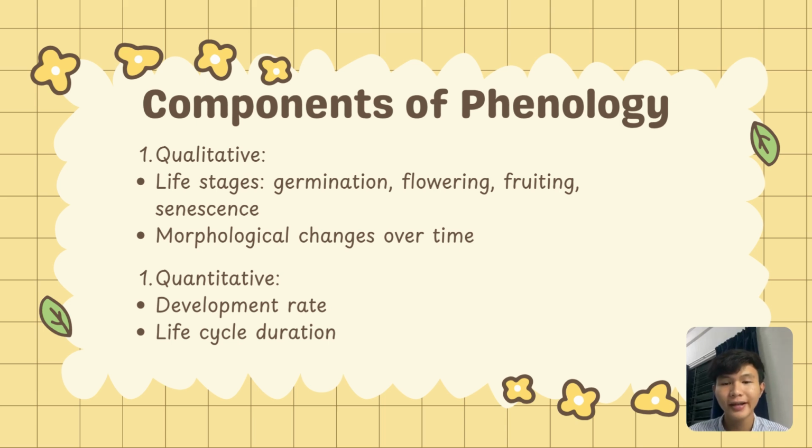So, let's move on to the next slide. The next slide is about components of phenology. Phenology can be broken down into two components, which are qualitative and quantitative. Qualitative phenology looks at the stages of plant development, for example, when a plant starts to flower or fruit. Quantitative phenology looks at how fast these changes happen, for example, how many days it takes from planting to flowering.